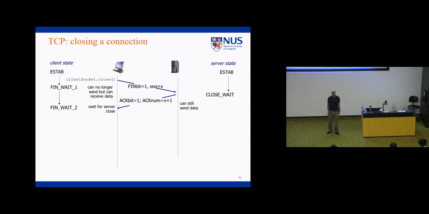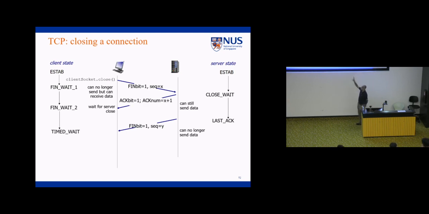At some point, the server will say, I don't want to send any more data. And at that time, it will send a packet with FIN bit 1. And whatever is the sequence number at that point, Y. I'm sure you understand this, but this X and Y are not the same X and Y as when we were setting up the connection, right? These will be different numbers now.